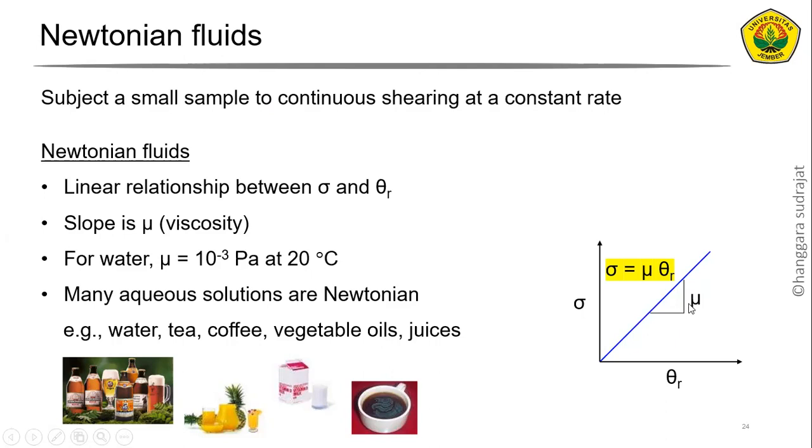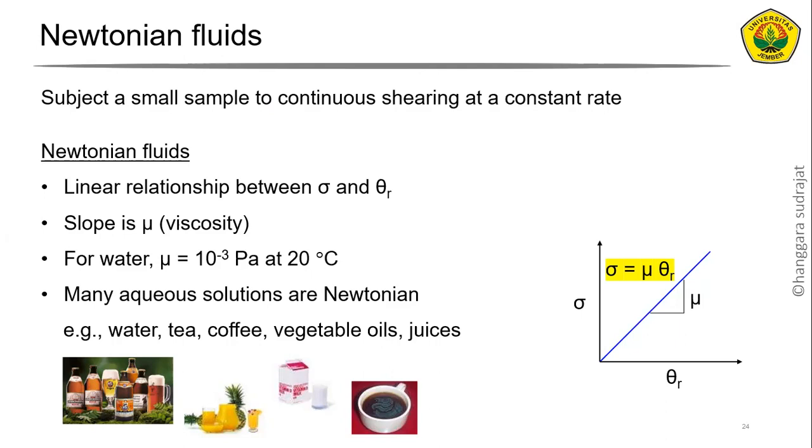So at each point in this line, viscosity is actually constant. But remember that this is at a fixed temperature, because when we, for instance, increase the temperature, viscosity will generally decrease. So in the case of a Newtonian fluid here, viscosity is independent of shear rate. Water is an example of a Newtonian fluid. Mu in the case of water is 10 to the power of -3 Pascal second at 20°C.